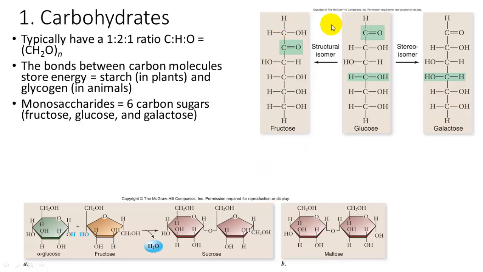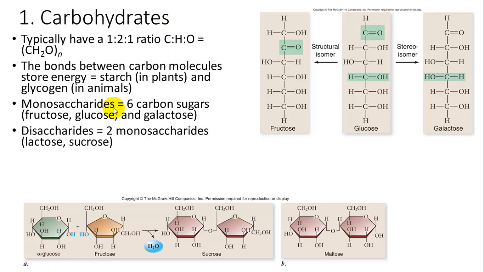Now these have the same chemical formula, but are arranged somewhat differently. So fructose and glucose are structural isomers. Glucose and galactose are stereoisomers. They are the same, except the OH and the H on the 1, 2, 3, 4th carbon is flipped. Whereas fructose and glucose are the same, except the placing of the double bonded oxygen is on the 1st carbon and the 2nd carbon.